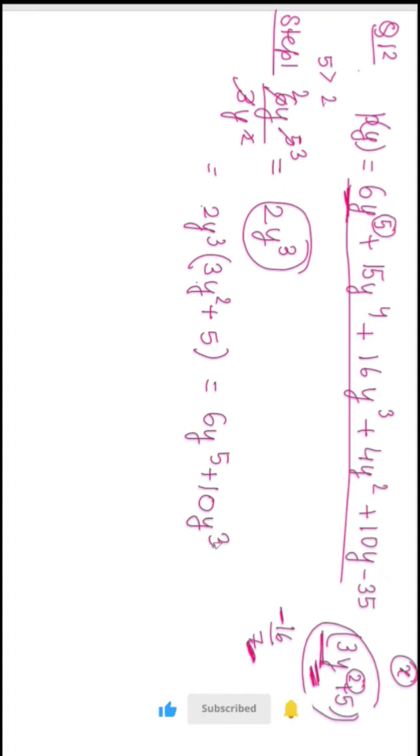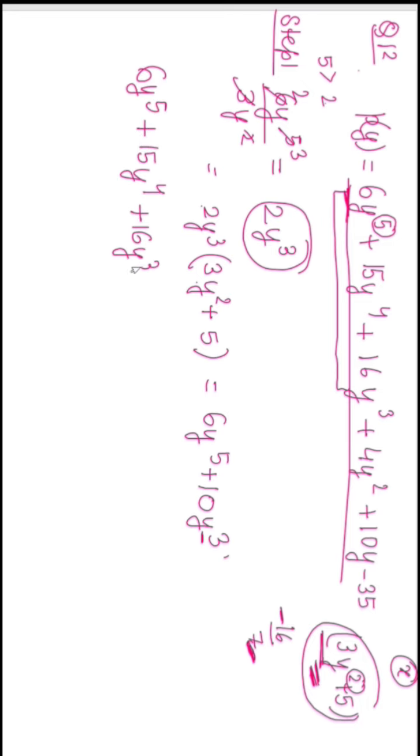Now second, what will I do? Second, I will do minus. And what will be my minus thing? See, I have this one up to this way, because I have cube type of things. So what I will do: 6y5 plus 15y4 plus 16y cube minus your 6y5. Now is there anything of y4? No. So I will simply write 0y4 plus 10y cube.